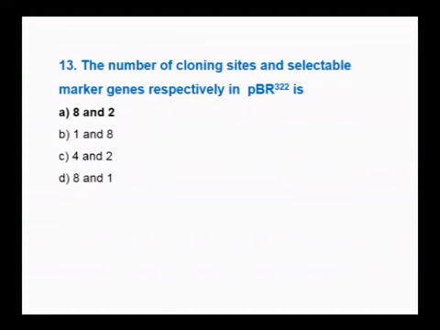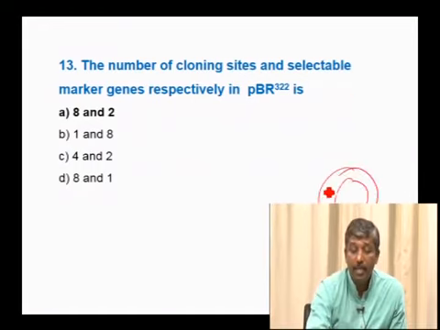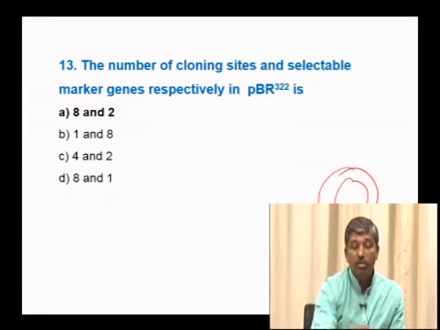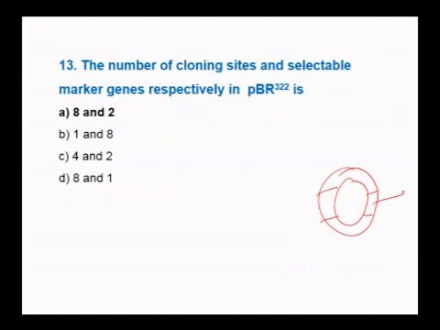The number of cloning sites and selectable marker genes respectively in pBR322. The clue for this is in the pBR322 diagram you all learned. Tetracycline resistant gene to the right and ampicillin resistant gene to the left. So 2 selectable marker genes. With 2 selectable marker genes, A and C options are there. But 4 cloning sites are not there. There are 8 cloning sites. Hence the option is A.